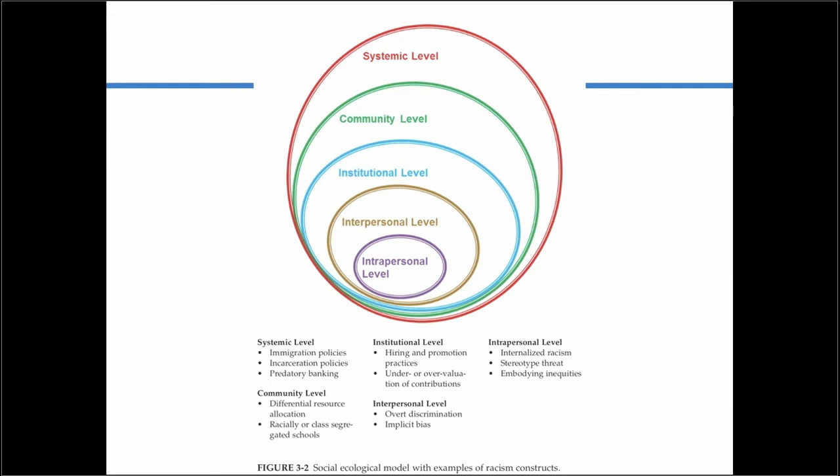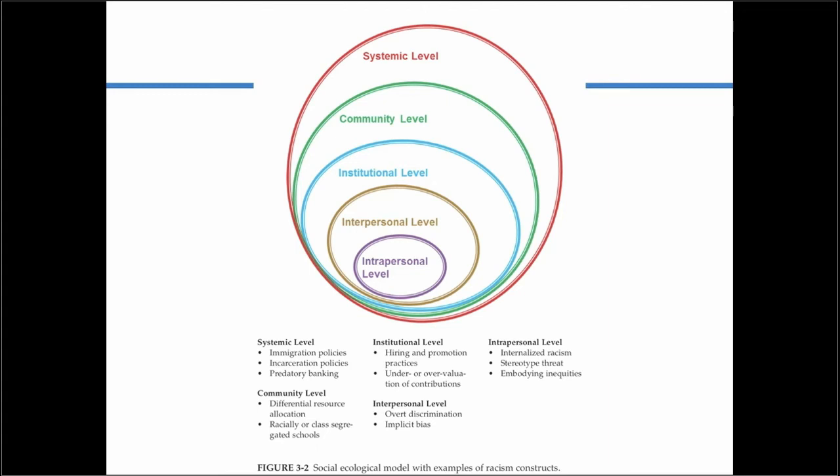And if we look down to the interpersonal level with overt discrimination and implicit bias and how those interactions can impact an individual's health, especially if they're dealing with things like implicit bias within the medical system, where they're not getting the same treatment as others because they're not believed about their symptoms. And this all can lead to internalized racism, stereotype threat, embodying inequities, and even sometimes we've shown in research that these experiences that people of color have from discrimination and racism have led to differences in gene expression that lead to different rates of disease in those populations.